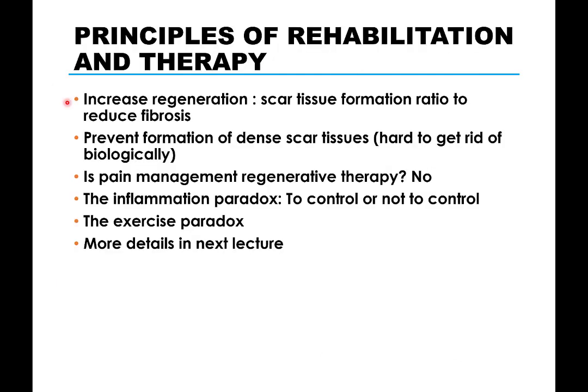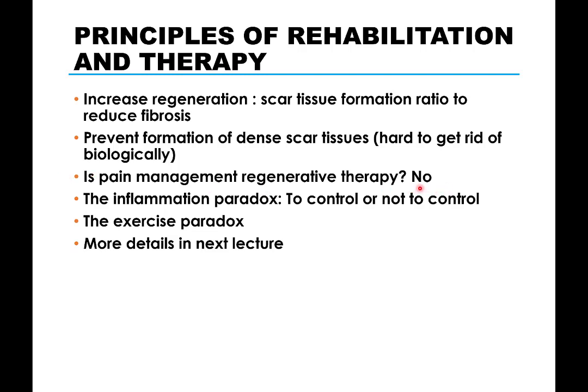And leading into our next lecture series on rehabilitation and therapy, we have some key principles here. First, rehabilitation strategies should focus on increasing the regeneration to scar tissue formation ratio to reduce fibrosis and improve quality of healing. Second, prevent formation of dense scar tissues. It's hard to get rid of biologically speaking. So it is best, especially with severe injuries, to minimize scar tissue formation as much as possible. And one way to do this, as I alluded to earlier, is by implementing strategies early on to reduce the wound gap. And some questions that we will answer is: is pain management regenerative therapy?